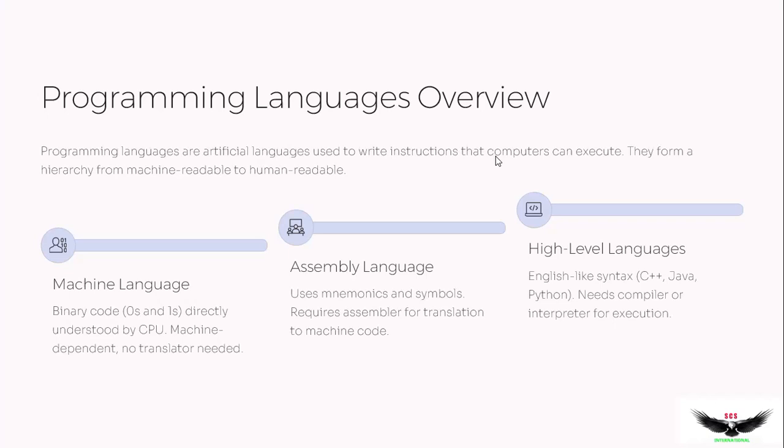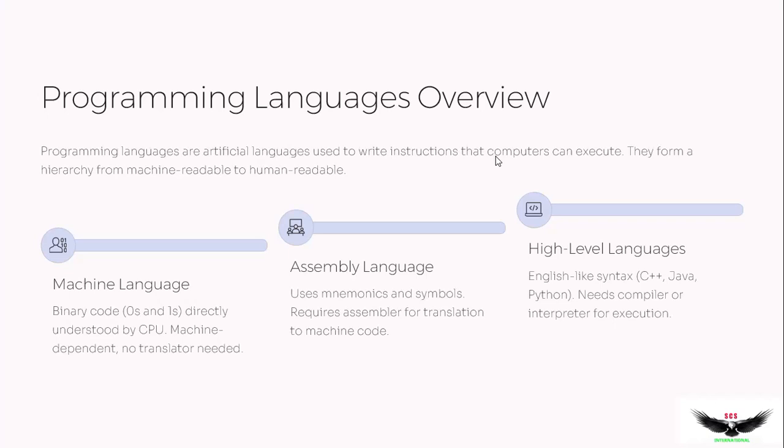Assembly language uses mnemonics and symbols. It requires an assembler to translate to machine code. You need the assembler because of the symbols that are used. You need someone or something to assemble the code so that the computer can understand.